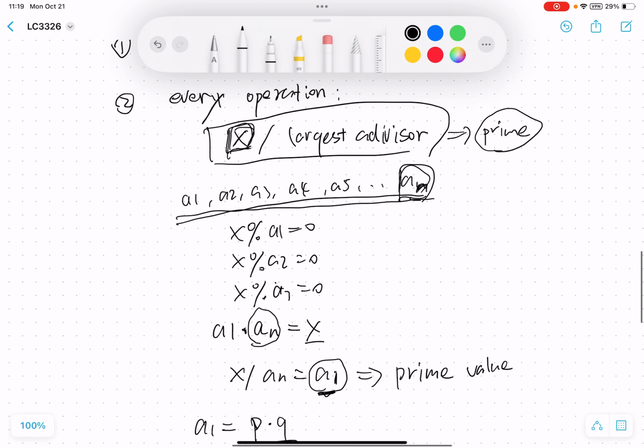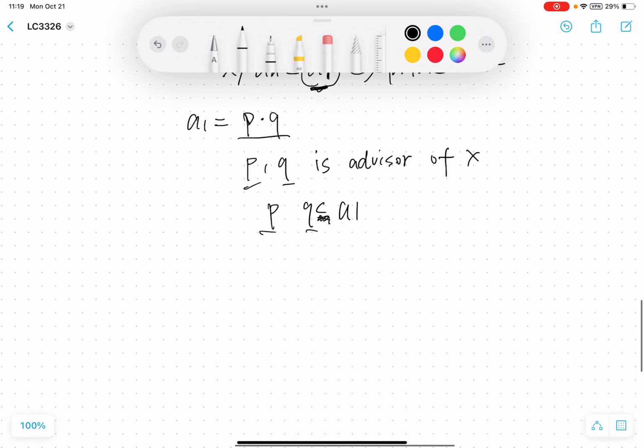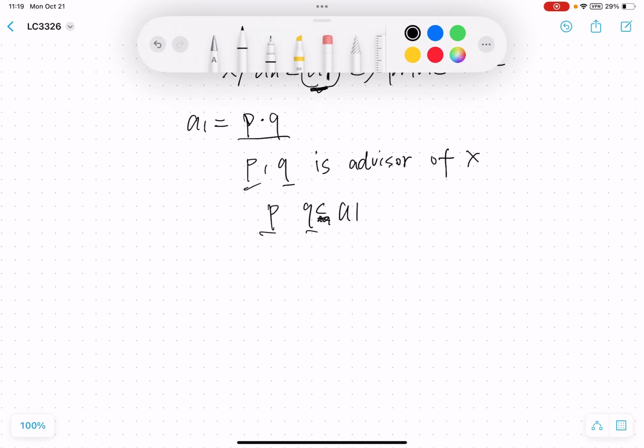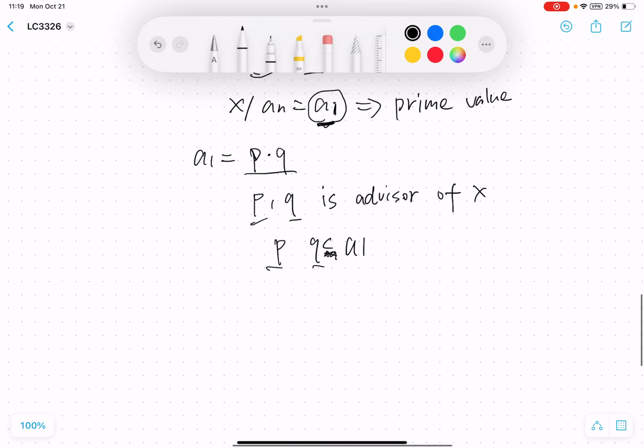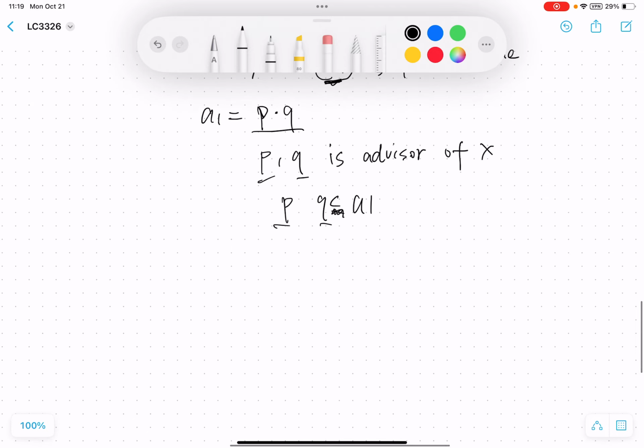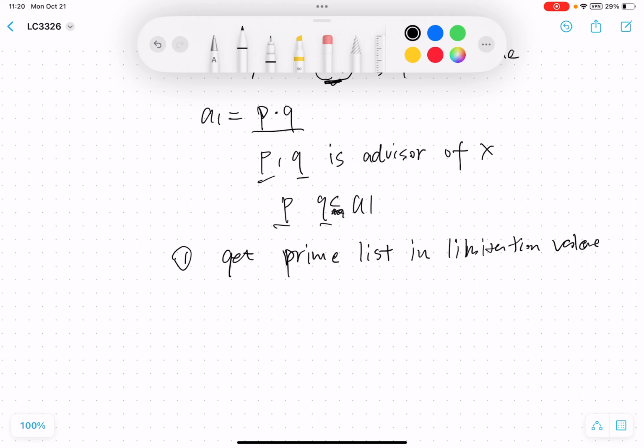Actually, if you don't know this conclusion about the problem, you can also solve it, because the time consumption is very high. So for every element, the first thing we can do is get the prime list within the limitation value. That means we can get a prime list for a specific array.